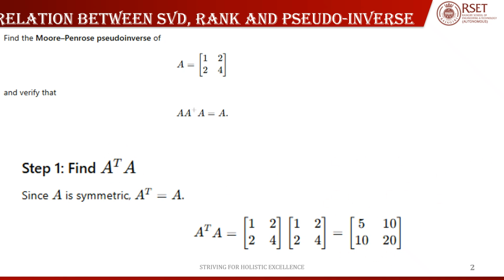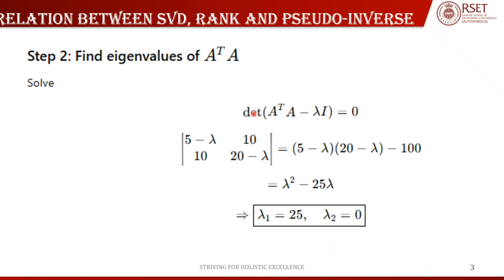A is here. And what we next do, we find the eigenvalue. So your eigenvalues are 25 and 0. So your corresponding sigma 1 will be equal to root of 25, that is 5, and your sigma 2 is equal to 0. Okay, how many non-zero singular values are there? It's just 1. So the rank of this particular matrix will be equal to 1.